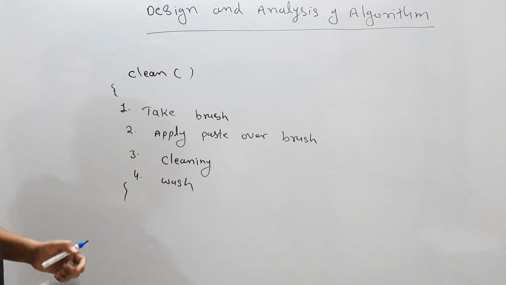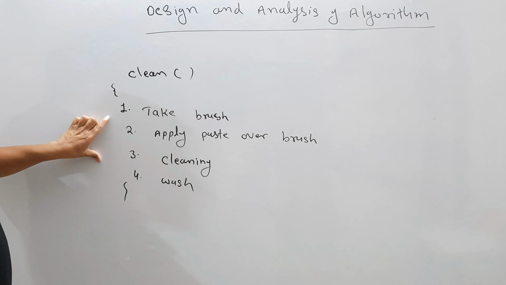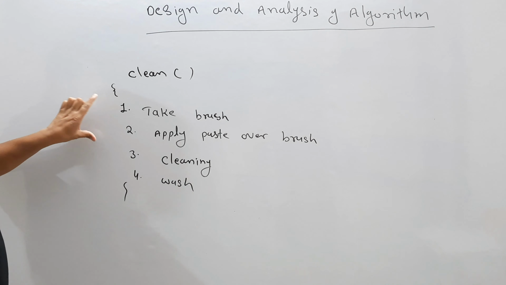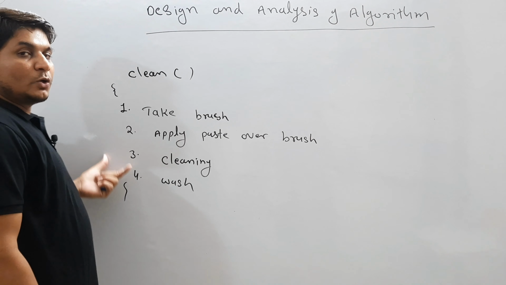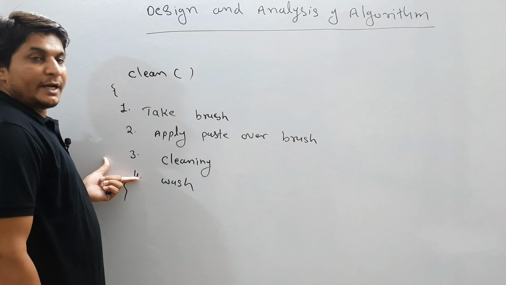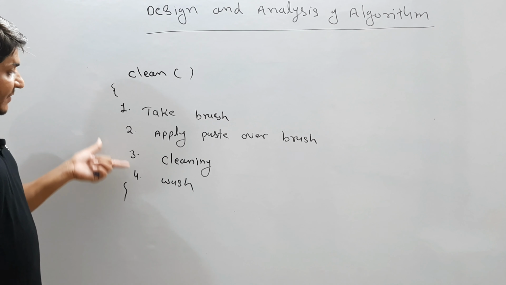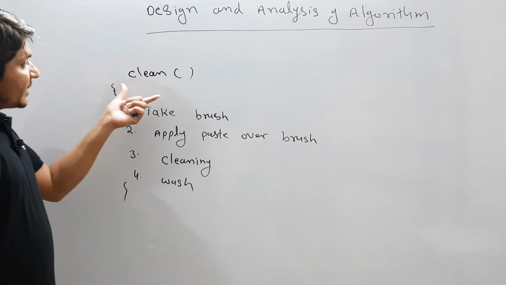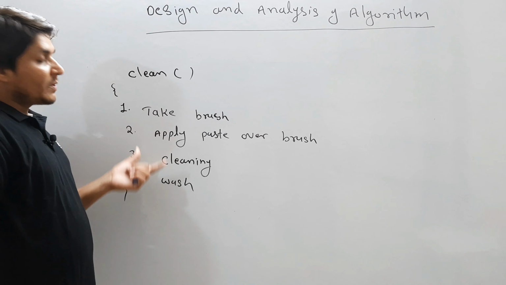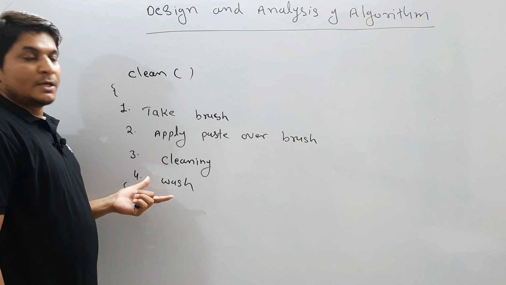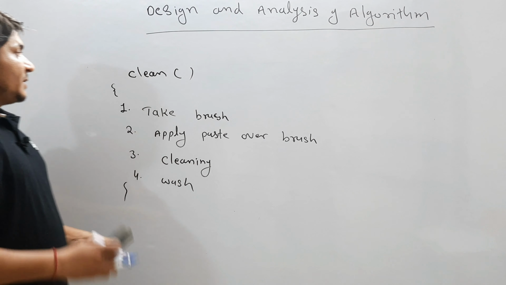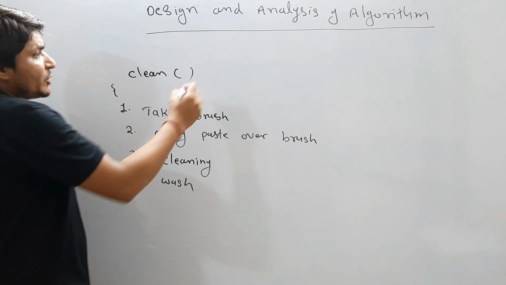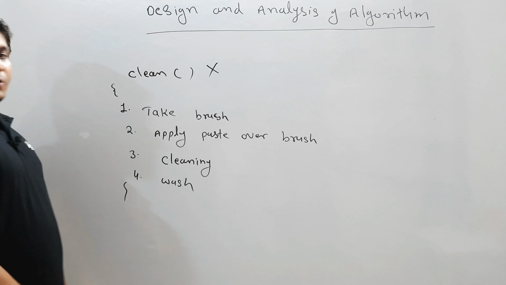Now if you relate this algorithm with the first definition, what is the first definition? It is a combination of a finite number of steps. So how many steps are there? A total of 4 steps, correct? Now it has 4 steps, and the task it is performing is cleaning. So according to the first definition, this has to be an algorithm. But if you see, this is actually not an algorithm. Why is this not an algorithm?